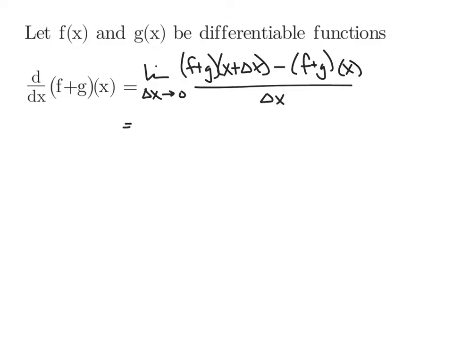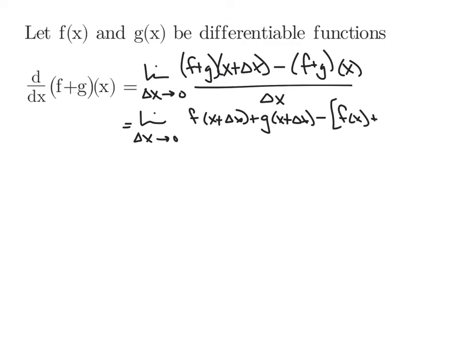Now, we know with that notation of f plus g of x that we can split that up into f of x plus delta x, plus g of x plus delta x. Then we're going to subtract off f plus g of x, so subtracting off f of x plus g of x, all over delta x. We can rearrange a little bit.